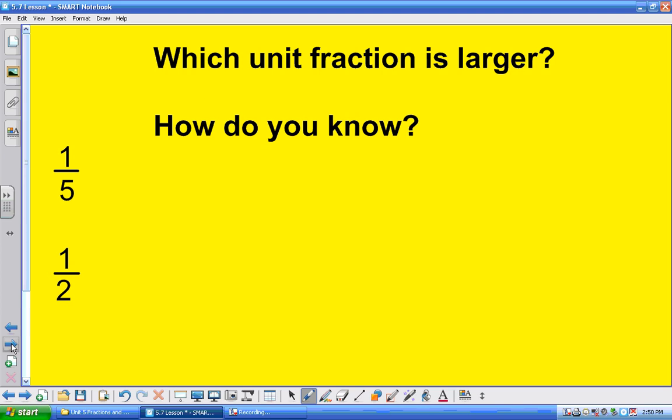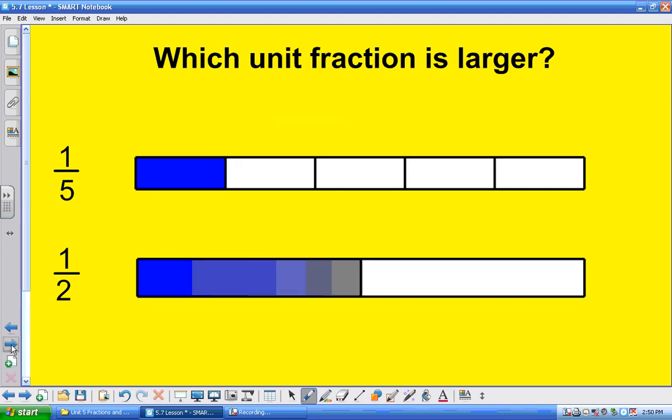All right, so how do I know? Well, if I draw pictures to show, I think this one's pretty obvious, isn't it? The top one is showing 1 piece out of 5. So you think about a very, very long pie tin, right? This is a blueberry pie tin.